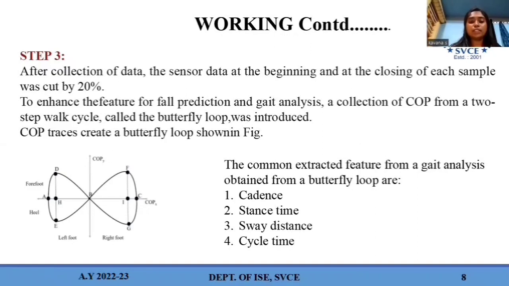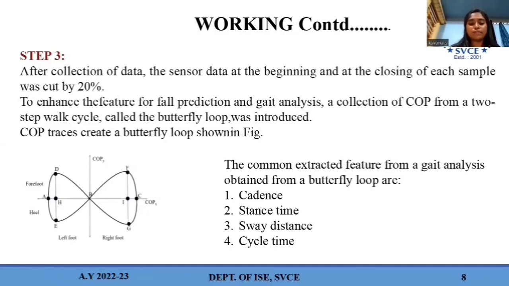The sway distance is the distance obtained from the corresponding segment of the butterfly loop. The larger the sway distance, the larger the pressure applied on the foot. So here the left sway distance is equal to BE plus EA plus AD plus DB. The last is the cycle time. That is the time taken to complete a gait cycle, the two steps. In other words, the time taken to complete a butterfly loop.